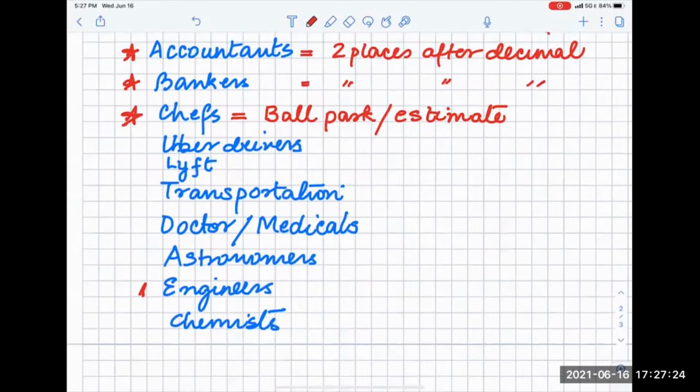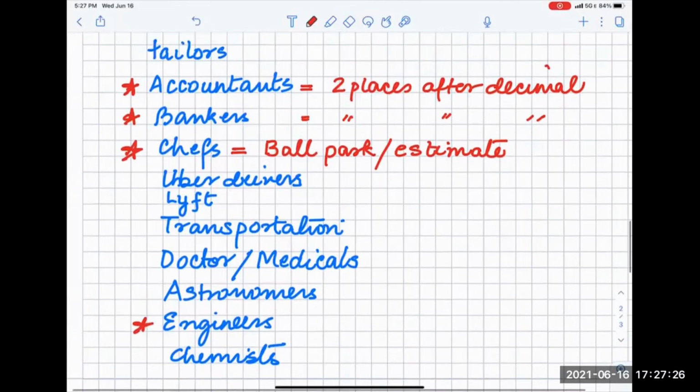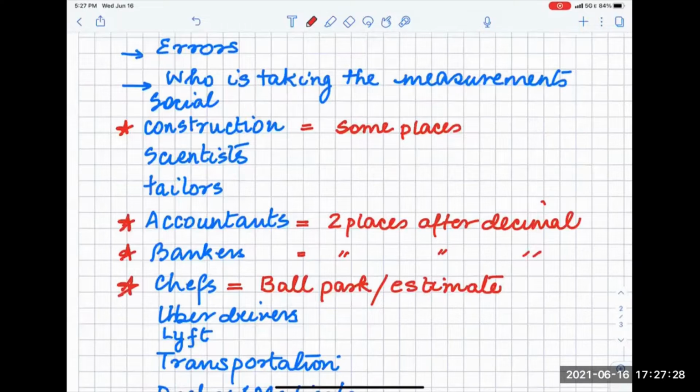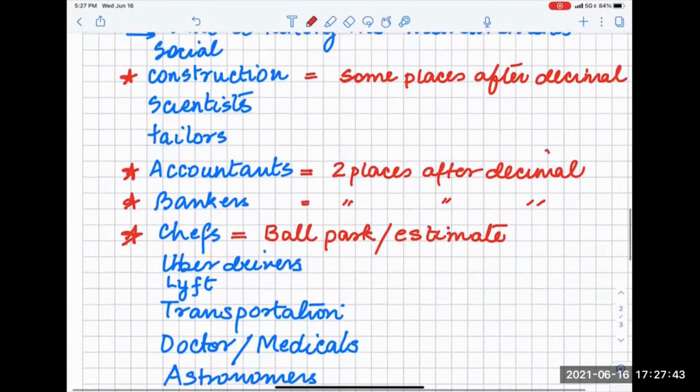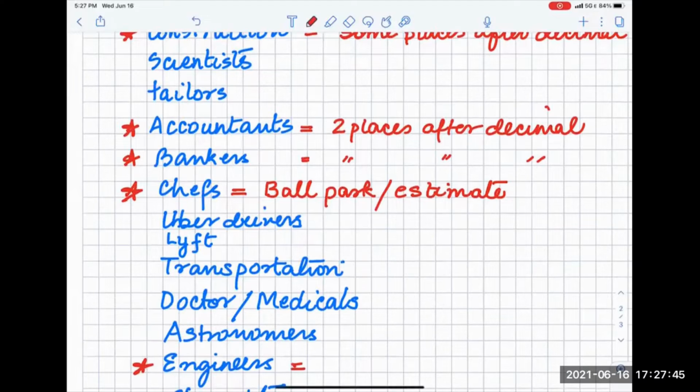Same story with the engineers. They won't be able to make the machines. So let me just write this down. Some places after the decimal is important. And how many places after the decimal is important depends on what they're measuring and all those things. But some level of precision is very important.